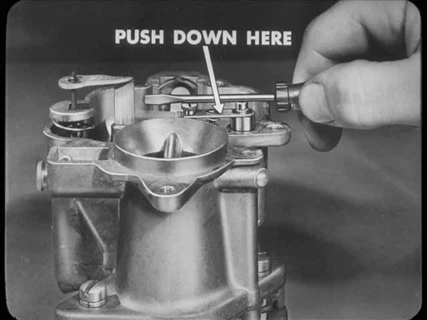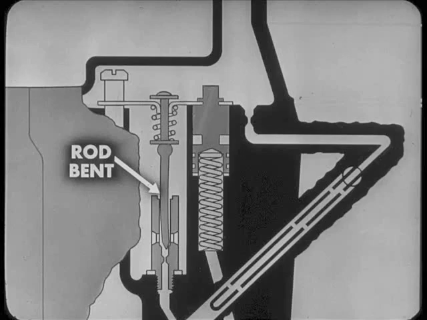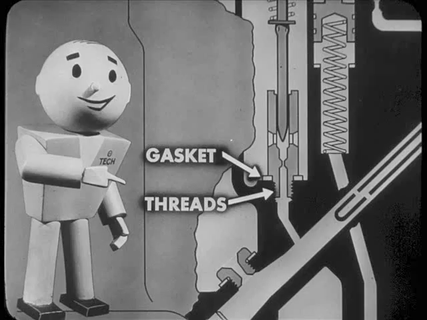I get it. Now, can that rod get stuck in the jet? Yes, especially if it's been bent by careless handling. Then it doesn't seat. That means poor mileage, because gas leaks out into the main metering passage. Here's another place to check, Duke. If the gasket under that jet is damaged, or if the jet is cross-threaded when it's installed, it'll leak.